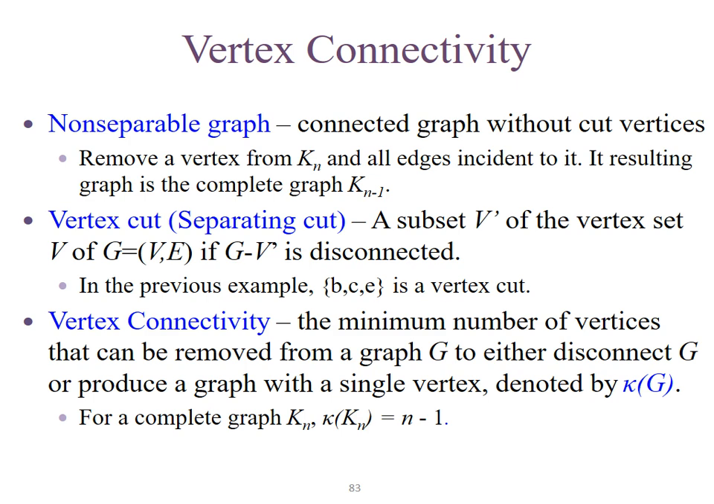disconnected. Okay, so let's see we have two different conditions. Either to make it disconnected or you make it a single vertex. Because we know a complete graph is non-separable. So for Kn, we need to remove n minus 1 vertices to make it a single vertex. So the kappa of a complete graph Kn will be n minus 1.